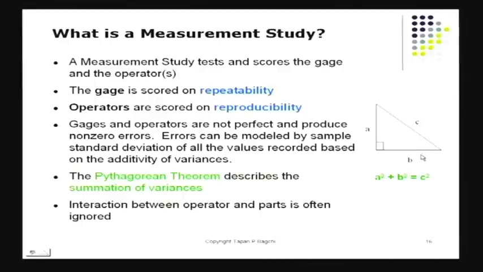Ideally, of course, what we would like is to have this reduced to 0 and also this reduced to 0, so that the measurement system itself contributes no error in the system. This is what we would like to be able to see.